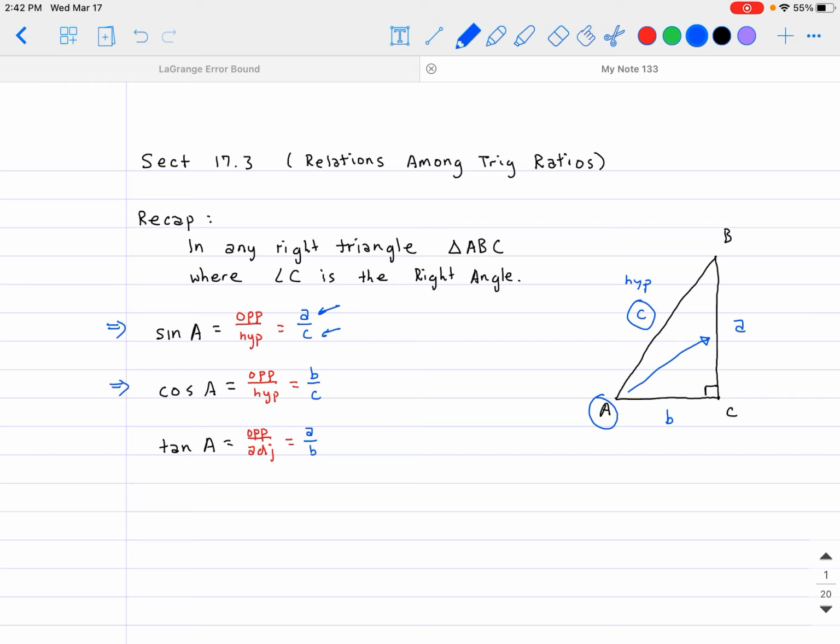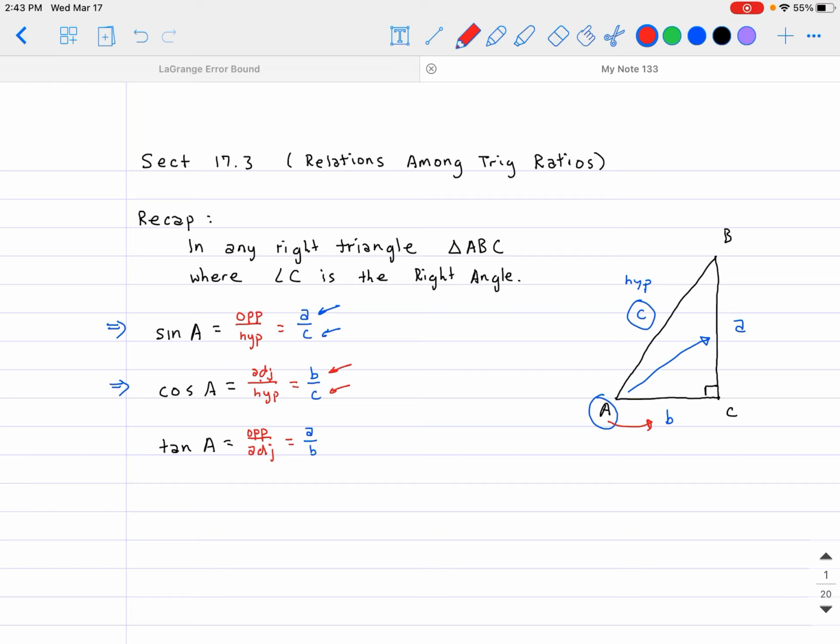In the second case, cosine of angle A is going to be adjacent. I kind of messed up right here, so let me replace that definition. That is going to be adjacent over hypotenuse. The side adjacent to angle A is B, which is why you see B up here, and the hypotenuse, once again, is side C. Whereas for tangent of angle A, the opposite is side A and the adjacent is side B, so A over B is the ratio there.